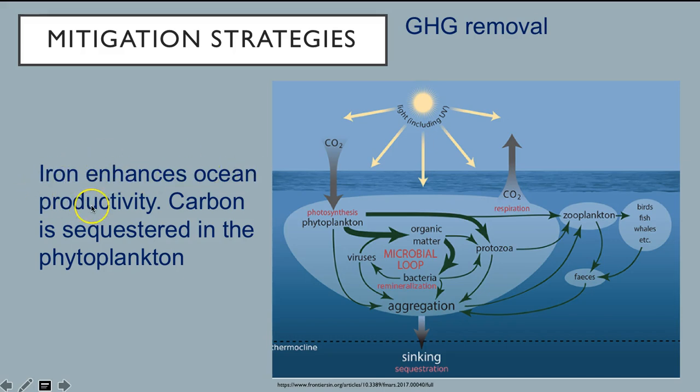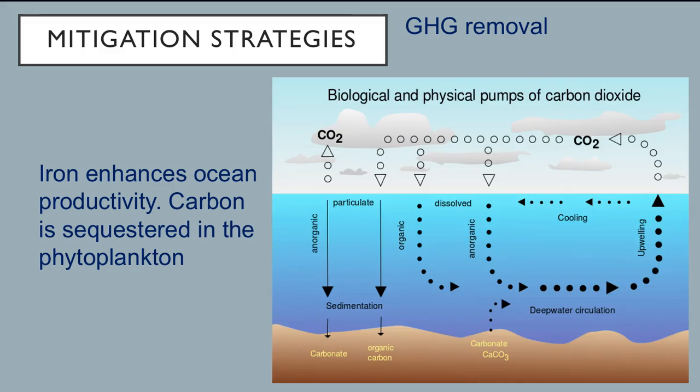So iron enhances ocean productivity. Carbon is then sequestered in the phytoplankton, and when the phytoplankton die, they sink to the ocean, thus securing the sequestration of carbon dioxide. The movement from the atmosphere to the ocean is called the biological pump. Can CO2 be removed from the atmosphere by stimulating the ocean with iron or other fertilizers, thus reducing climate change impacts?